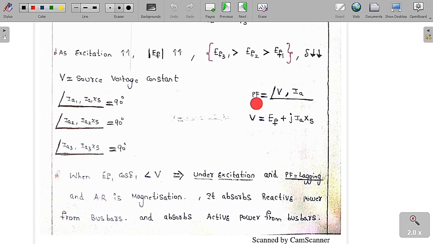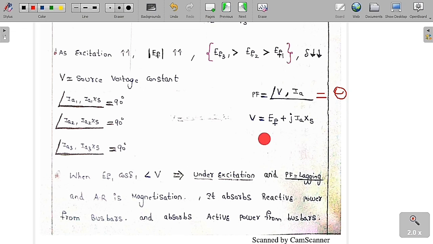So we can say the power factor remains this with respect to V and IA. Always we are going to define the power factor with respect to V and IA, whether it is a synchronous motor or a synchronous generator. This is a very important point that you need to always keep in mind. The power factor is always the phase angle between V and IA. As I have already told you, the angle between V and IA is theta, and this theta is called the power factor angle. So always we are going to define the power factor of a synchronous motor, or a synchronous generator, with respect to theta.